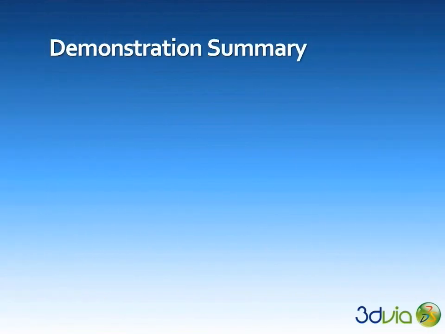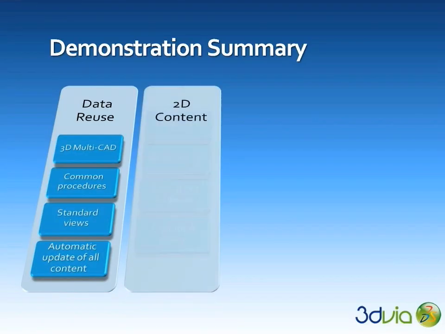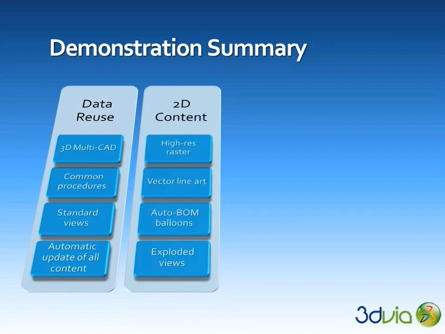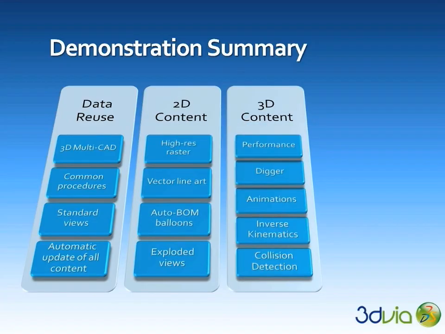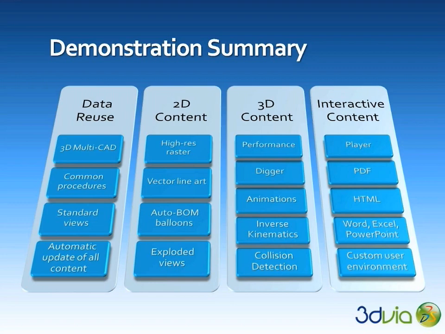In summary, 3D Via Composer is built around data reuse and the ability to automatically update content. It also has the ability to export necessary images and vector files with your exploded views and bill of material ballooning. The same platform enables you to create 3D content such as animations and then deliver interactive content into the format of your choice, along with the power and flexibility to create custom user interfaces for any use case you can imagine.